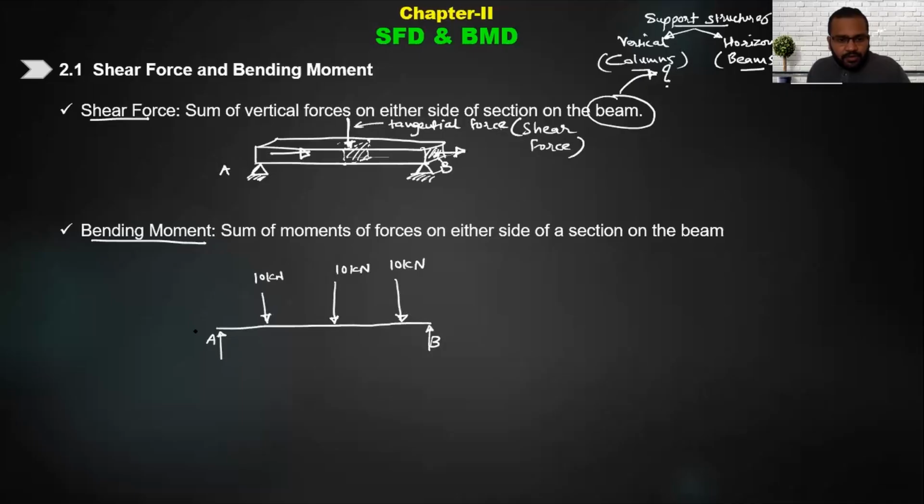Now beam simply supported means there will be some vertical reaction at A, and there will be some vertical reaction at B. I hope all of you know how to find out the vertical reactions. If I keep all of these equal, let's say 2 meter, 2 meter, 2 meter.